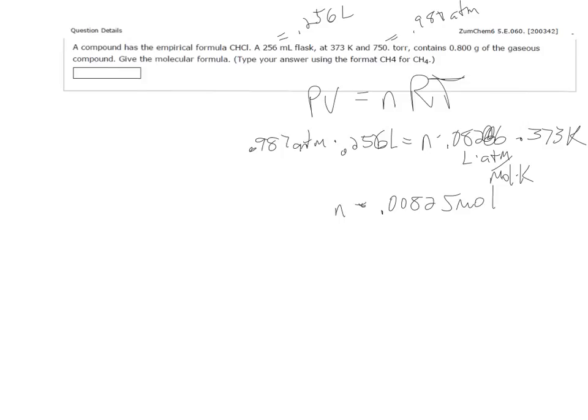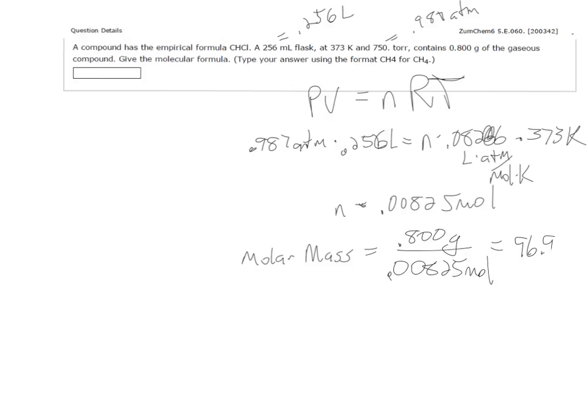That information, along with the mass that they gave us in the problem of 0.8, will enable us to find the molar mass of that compound. Molar mass is simply the number of grams per mole. Well, now, for a given size sample, we have both of those. We have the number of moles, and we have the number of grams. So we'll divide the number of grams, 0.8, by the number of moles, 0.00825. And in this case we get 96.9 grams per mole.